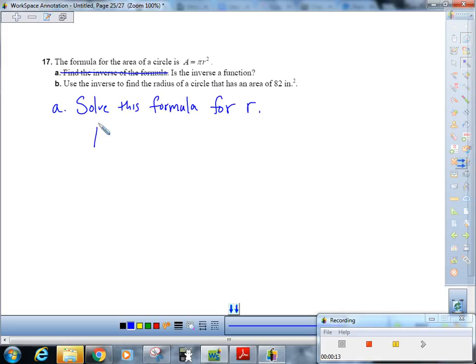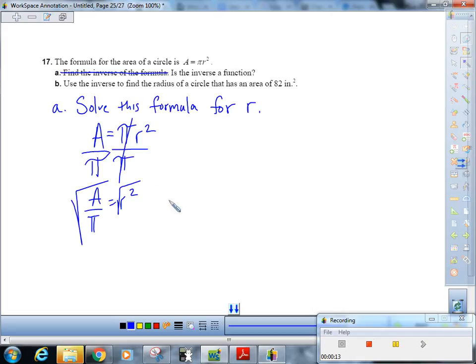You get A equals pi R squared. We want to solve it for R, so divide each side by pi. And you get A over pi equals R squared. Take the square root of both sides, and you get R is the square root of A over pi. It says use the inverse to find the radius of a circle. So what is the radius when the area is 82? Well, it's the square root of 82 over pi.